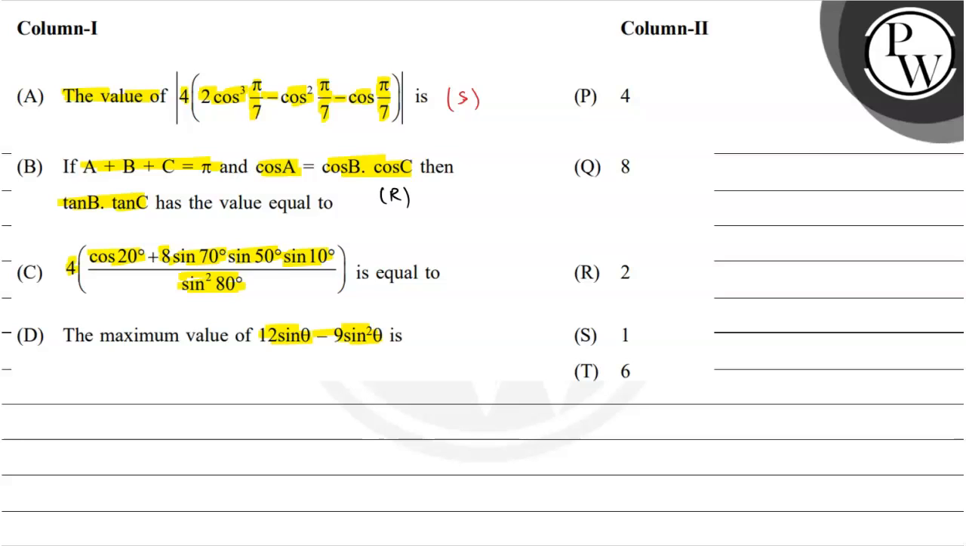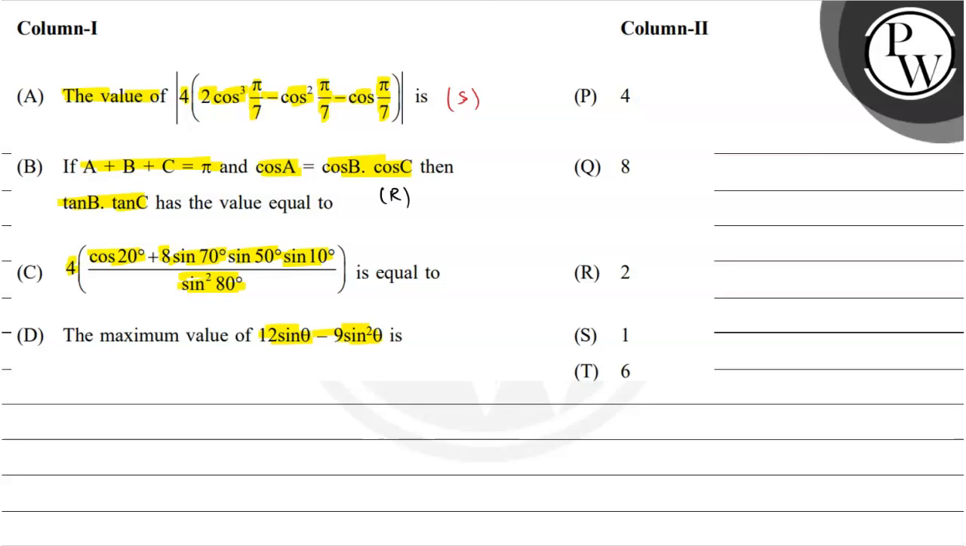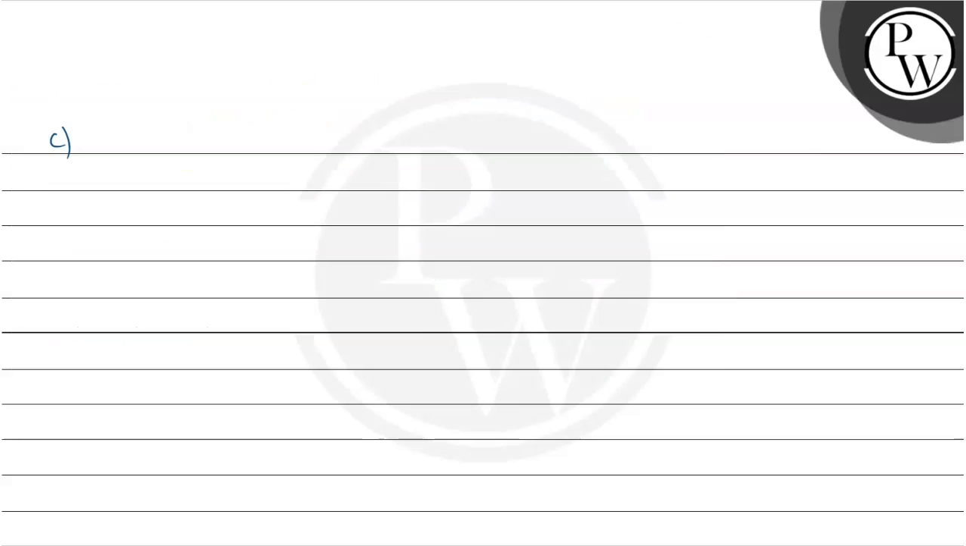Moving on to the third part, the expression is given to be 4 times cos 20 degrees plus 8 times cos of 70 degrees, that is sine of 70 degrees, times sine of 50 degrees times sine of 10 degrees, upon sine square 80 degrees. I have to find the value of this expression.